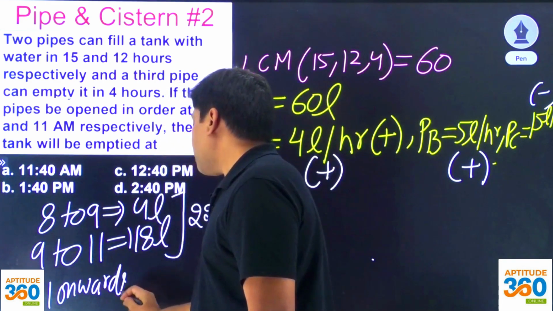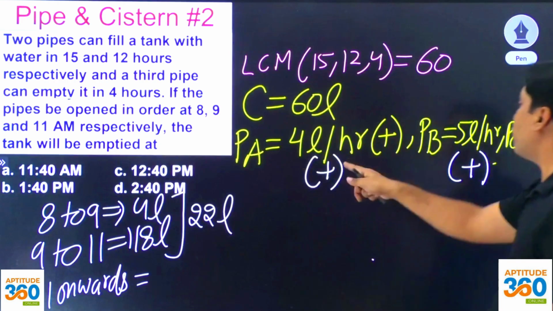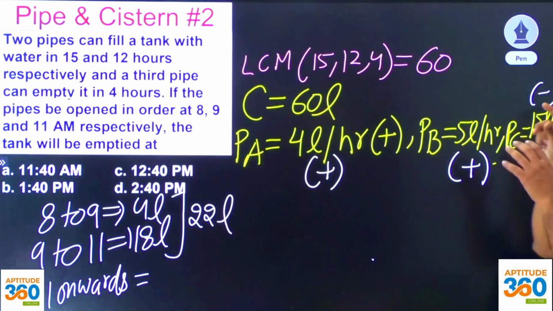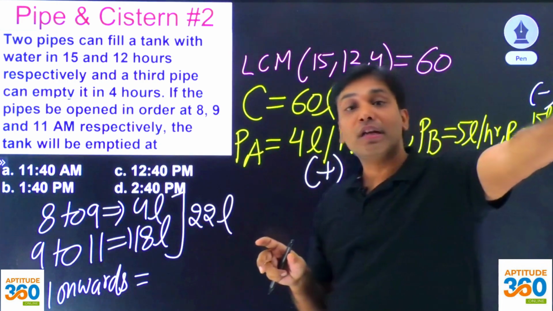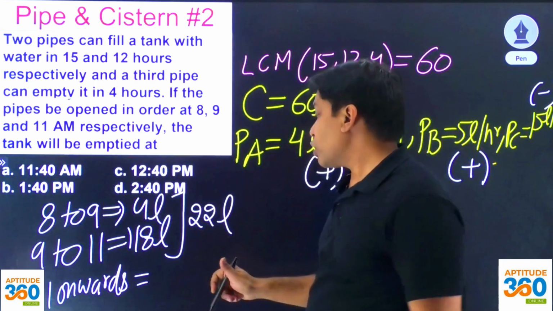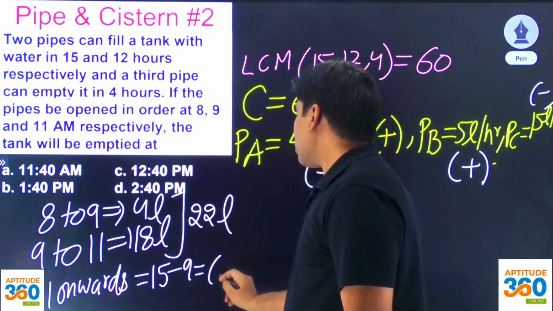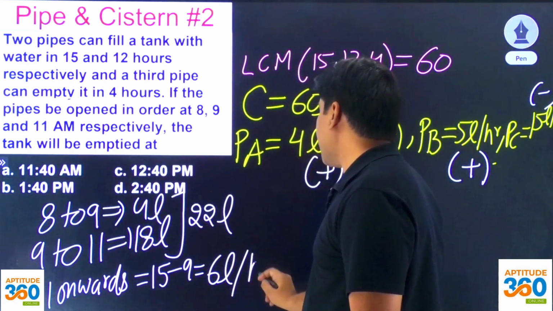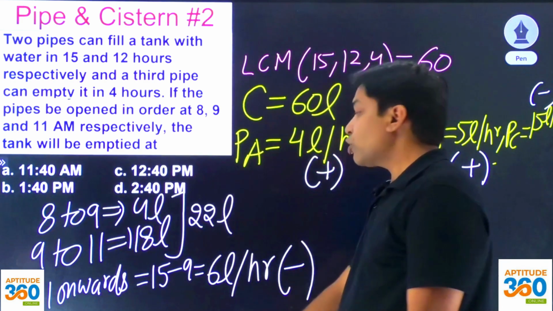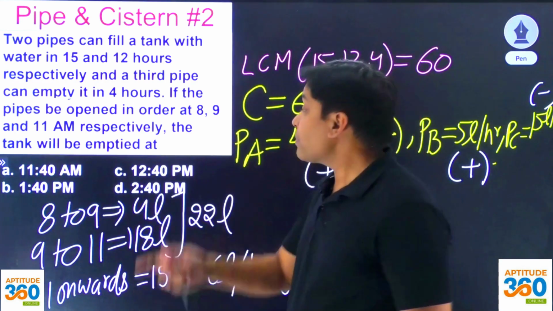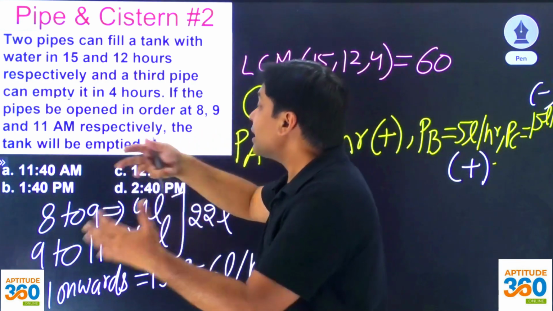एंड 11 ऑनवर्ड्स जब आप करोगे, 11 ऑनवर्ड्स की प्रॉब्लम क्या होगी? It is going to be what? 4, 5 and pipe C is taking out 15 liters of water in 1 hour. So this is going to be what? 15 minus 9. It is going to be 6 liters per hour and this is going to be the negative work 11 onwards. अब आपसे पूछा क्या गया कि ये खाली कब हो जाएगा?